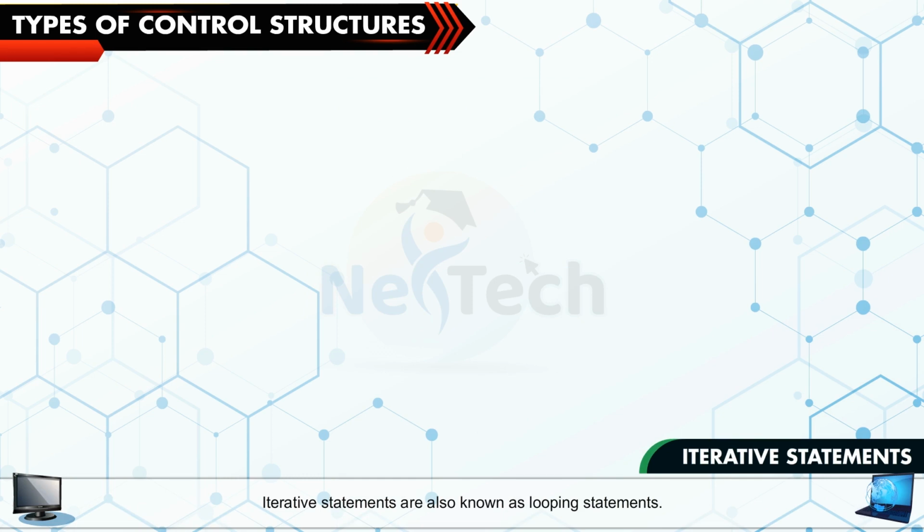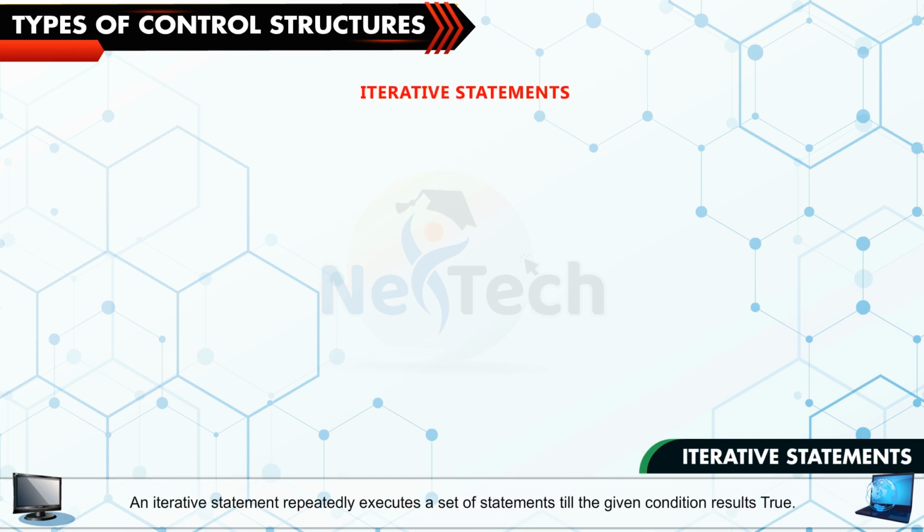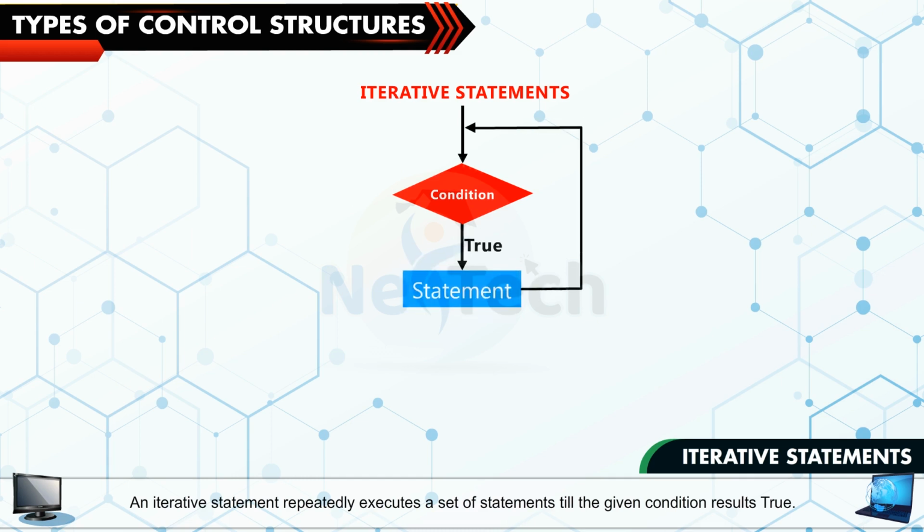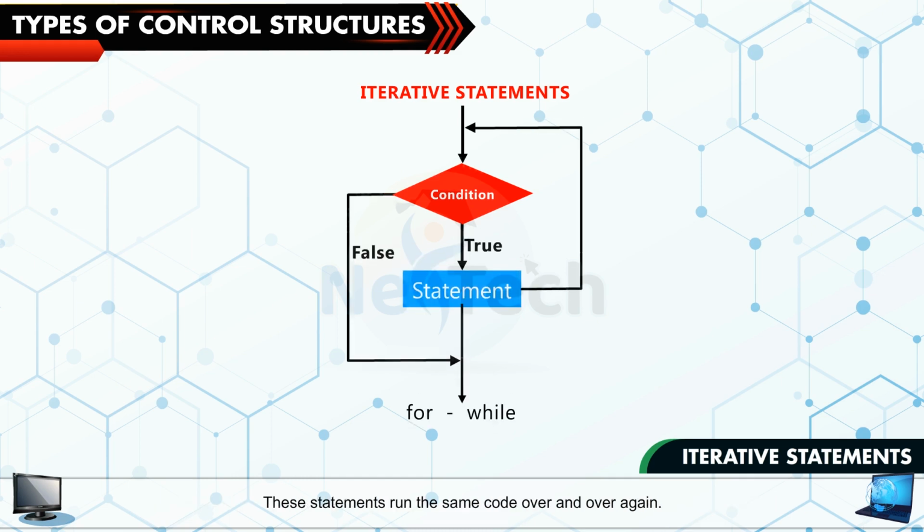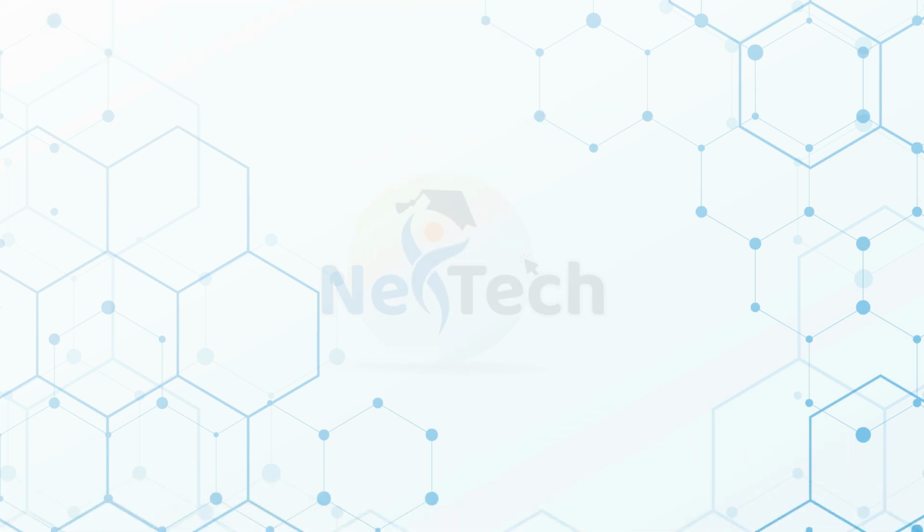Iterative statements. Iterative statements are also known as looping statements. An iterative statement repeatedly executes a set of statements till the given condition results true. These statements run the same code over and over again. Therefore, the need to rewrite the same code is eliminated. Iterative or looping statements are used in a complex program.